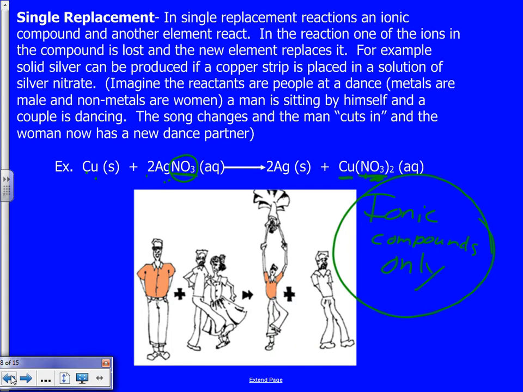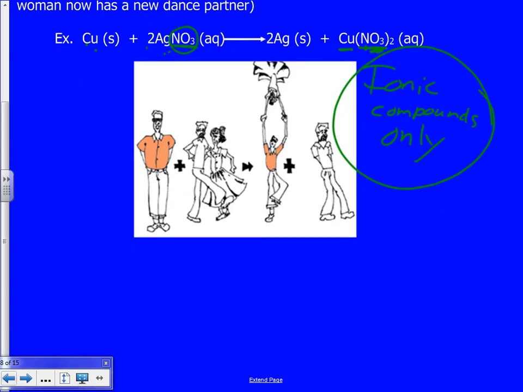Okay. In this reaction, I had a metal as the lone element. What if I had this reaction instead?